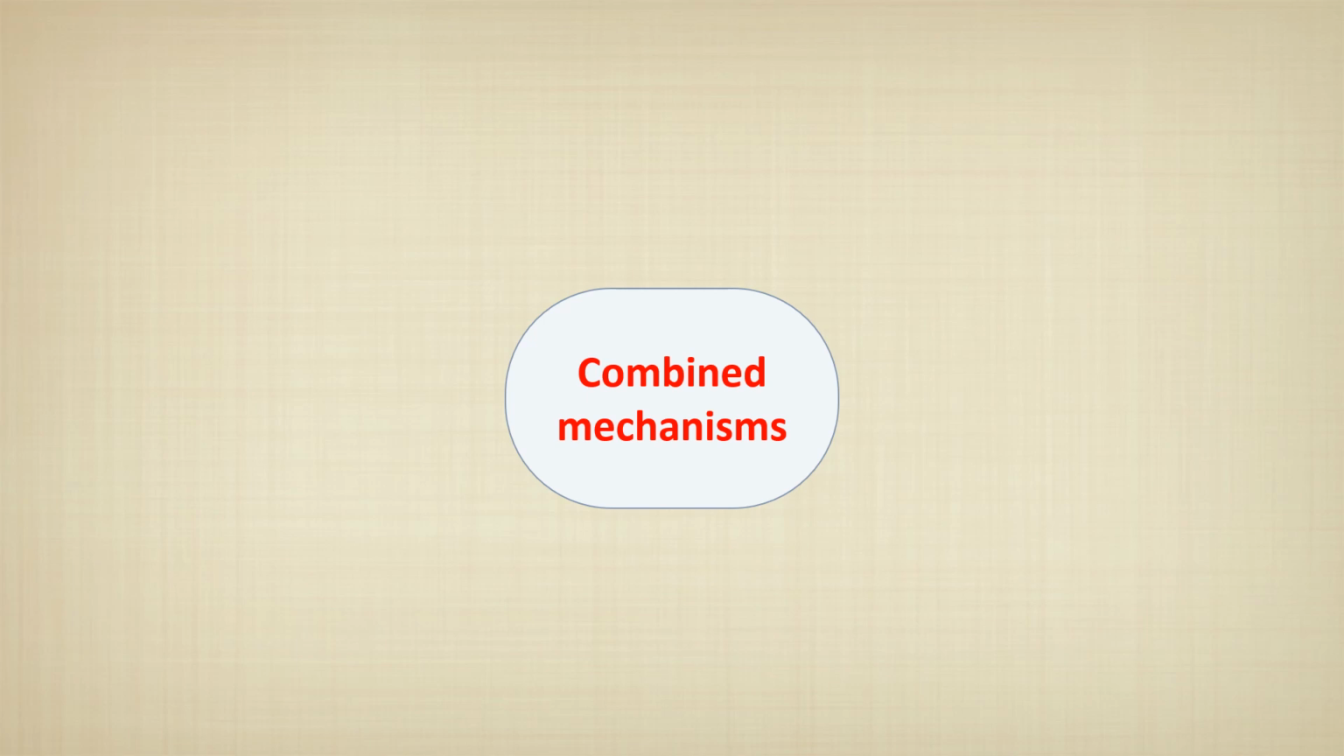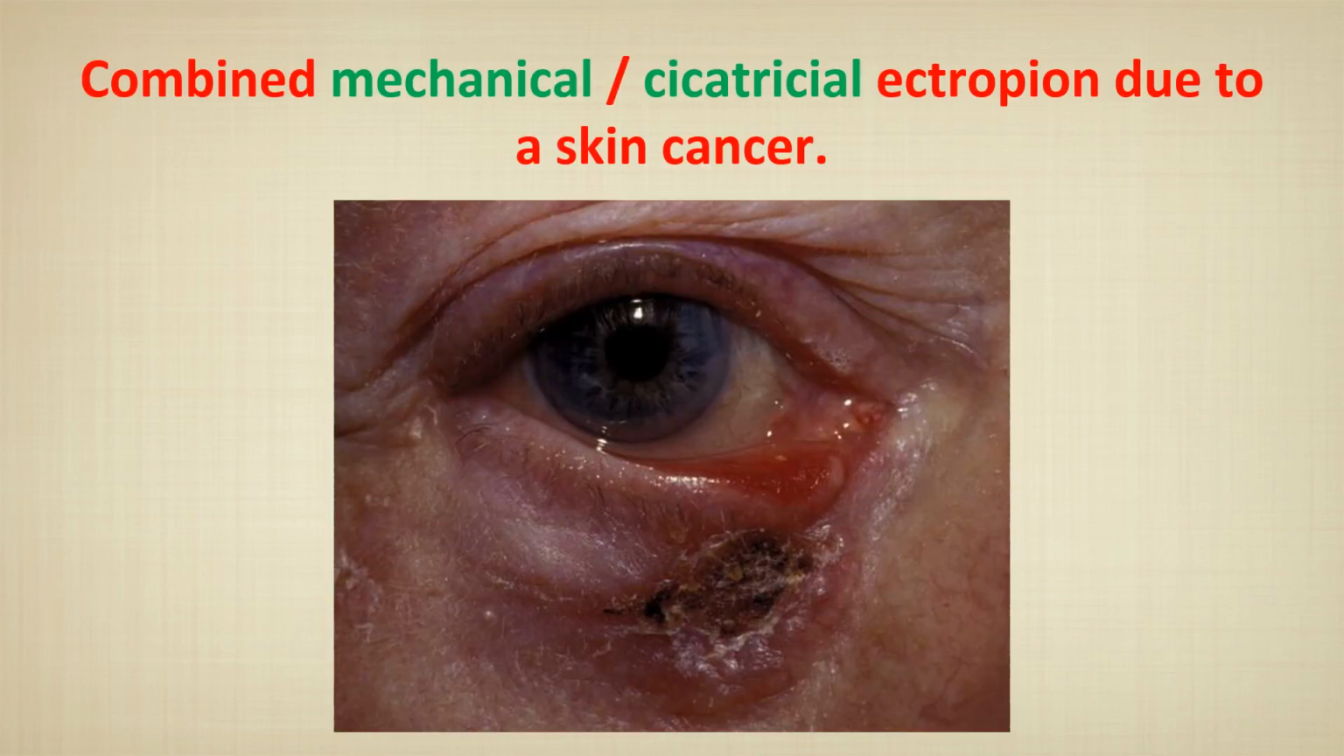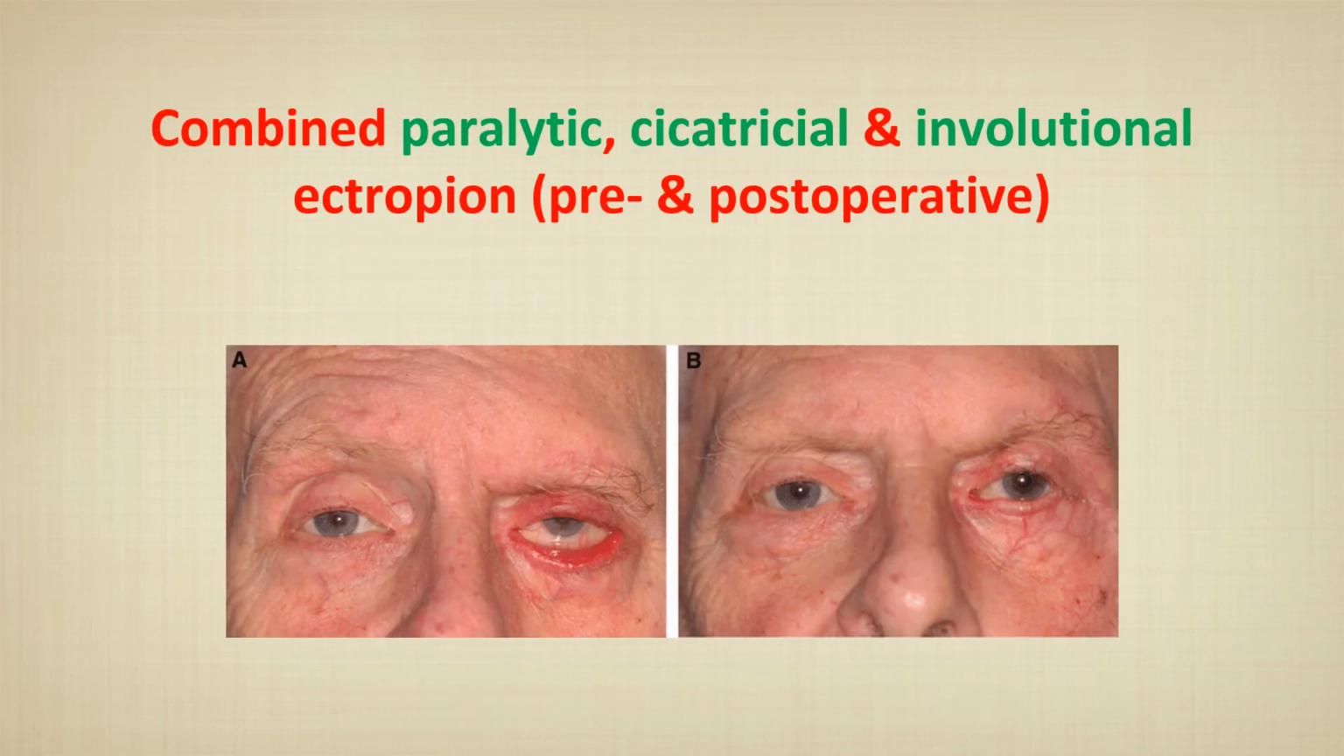Combined mechanisms may produce ectropion. An example of combined mechanical and cicatricial ectropion due to a skin cancer. Combined paralytic, cicatricial, involutional ectropion pre and post operatively.